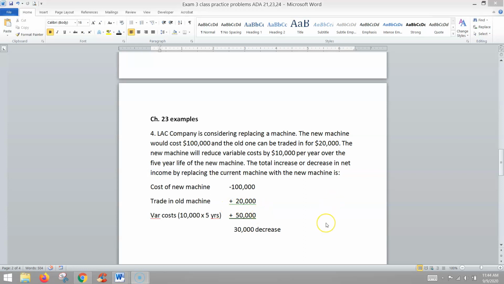We're asked to calculate the total increase or decrease in net income by replacing the current machine with the new machine. So we look at the cash going out for the new one, but we also have the trade-in, so that would be a positive. We have a savings in variable costs. So it ends up being an overall $30,000 decrease. We have more going out for the cost of the new machine than we are saving in variable costs and the cash coming in for the old machine.